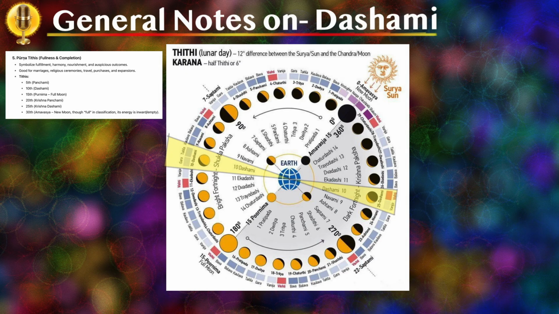What is the energetic quality of Dashami? It is a Purna Tithi. Reading out from my notes here, symbolizing fullness, culmination, success. Purna means full. The energy is full. Let's see what all it is good for. It is widely regarded as highly auspicious and fruitful.